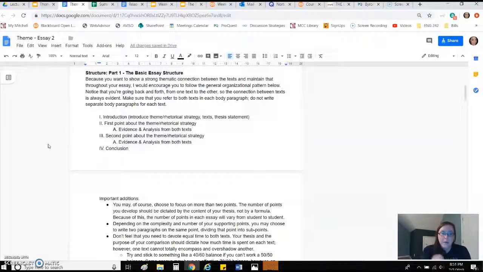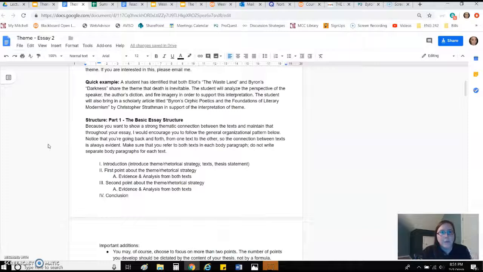and logically, but it's going to weave those texts together so that you're looking at each focal point at a time. If I jump back to this example, what I mean by that is a very successful essay will first look at the perspective of the speaker of both of the poems, The Wasteland and Darkness. Then it will look at the author's diction or word choice of The Wasteland and Darkness. And then the essay will look at fire imagery in The Wasteland and Darkness and kind of go through it in that order and bounce back and forth from text to text.